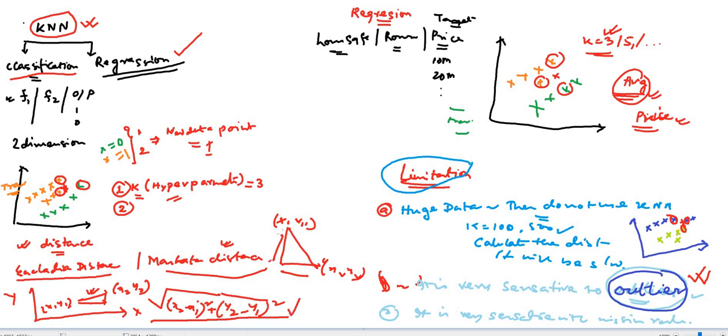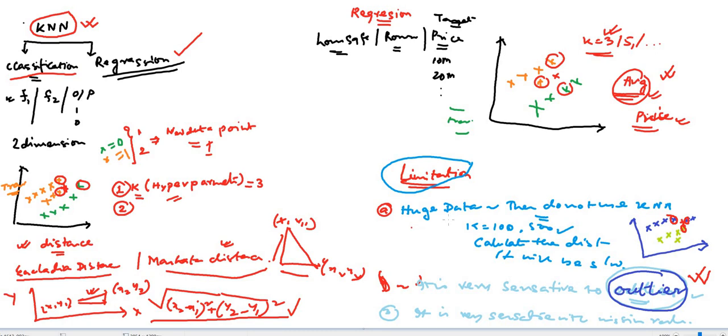When we are calculating the Manhattan distance, we are basically calculating the perpendicular side and the base side, so the total is the distance. And in the Euclidean case, we are calculating the hypotenuse. That's the basic difference. For the regression problem, the approach is the same. The only thing is that at the end, when you calculate the 3 nearest points, after that we are doing the average. That's the important thing.